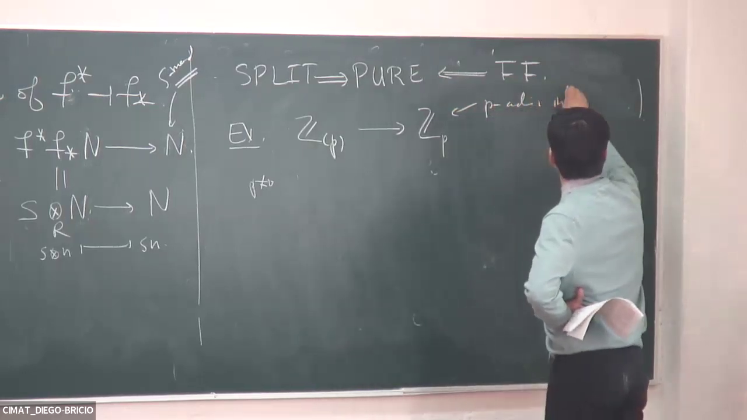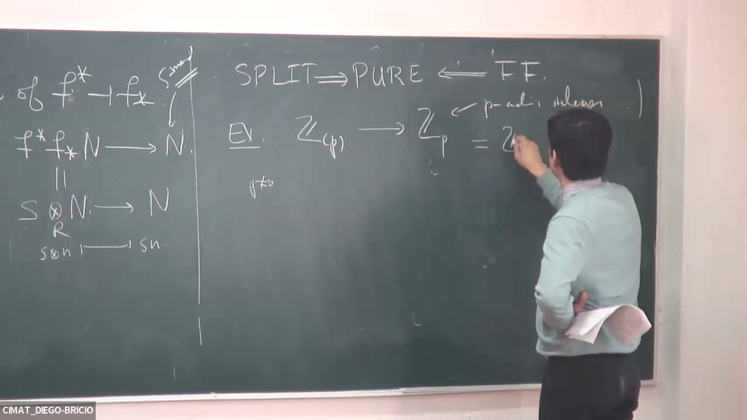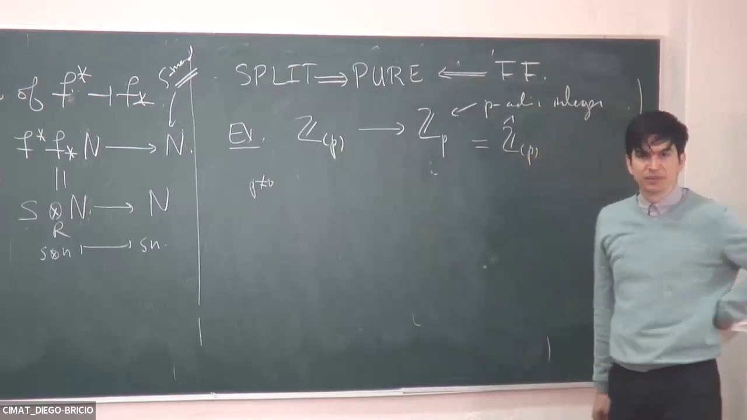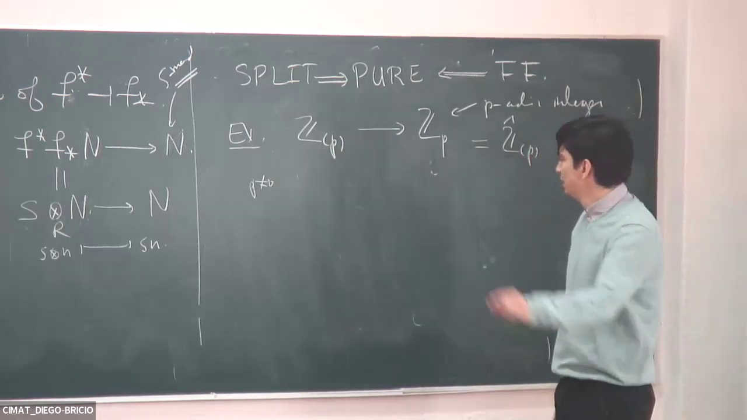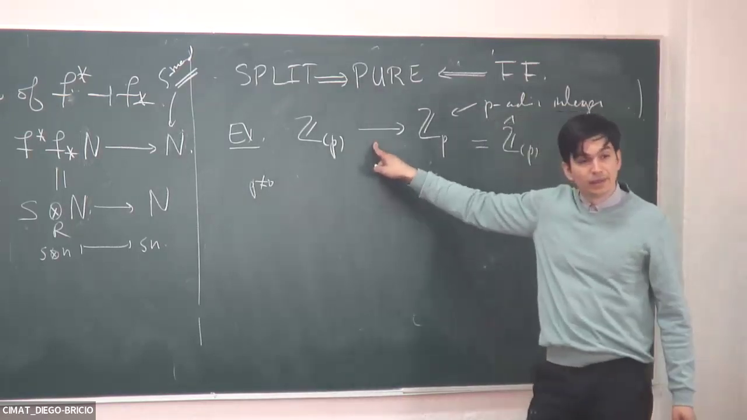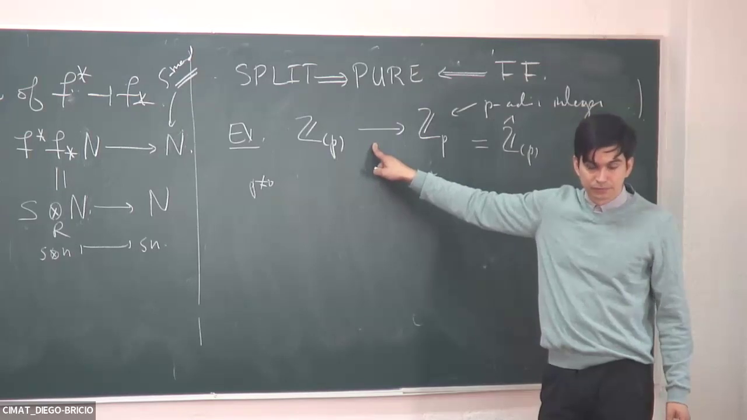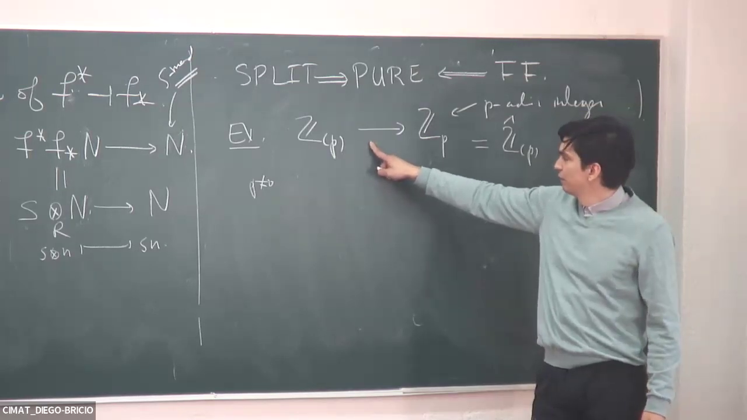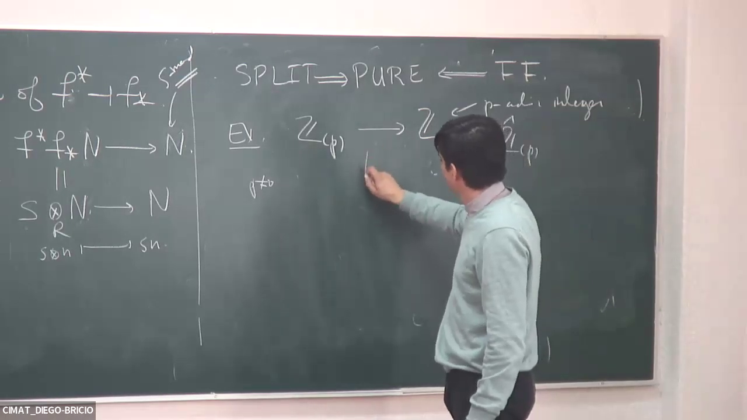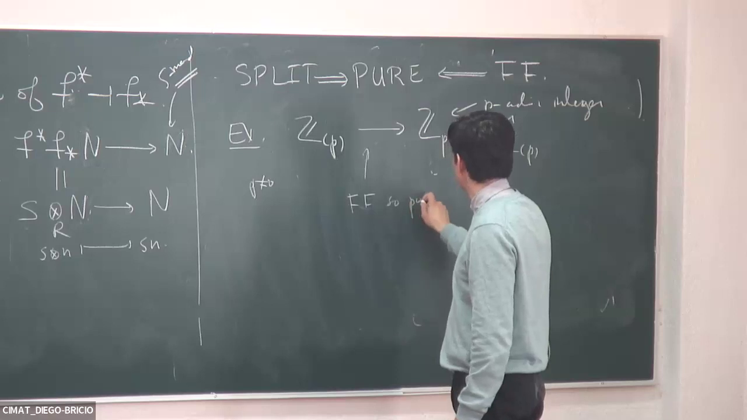P-adic integers, which are literally the completion of that thing. This is just the completion map by definition, right? So this is faithfully flat, because it is a completion, therefore it is pure. So this is faithfully flat, so pure.